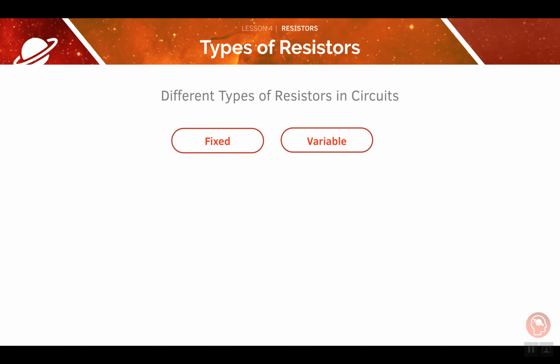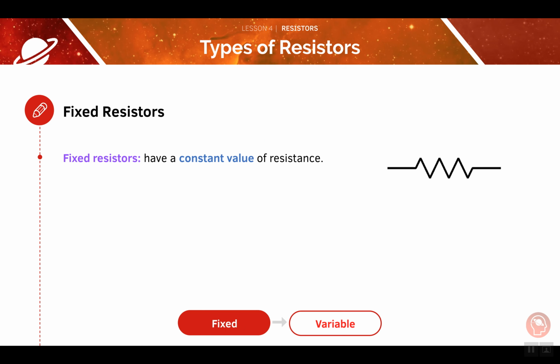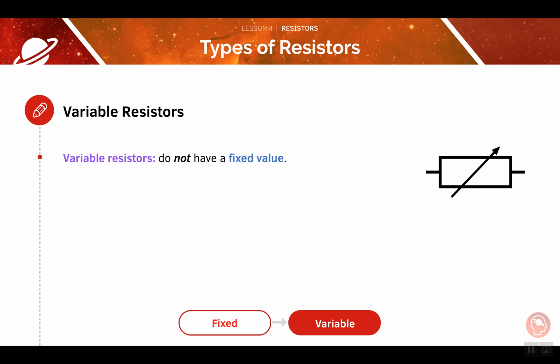There are 2 different types of resistors, which are both able to slow down the current in a circuit. These are fixed and variable resistors. Fixed resistors have a constant value. Therefore, the resistance provided by a fixed resistor is constant. Variable resistors do not have a fixed value. They can change their value as the current changes.